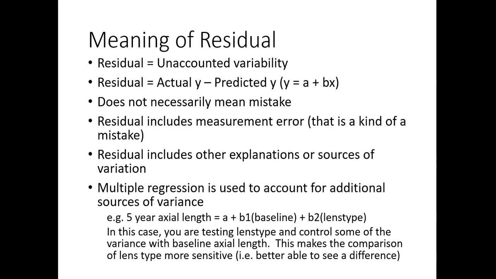And multiple regression is used to account for that additional source of variance. So for example, if we're looking at different kinds of lens types in an Ortho-K or a multifocal contact lens study, we look at baseline values to get rid of that extra variance. We don't really care about that at the beginning. We want to know how much does the lens type affect axial length without having to worry about where it started from. And that's controlling for this nuisance difference between people at baseline.